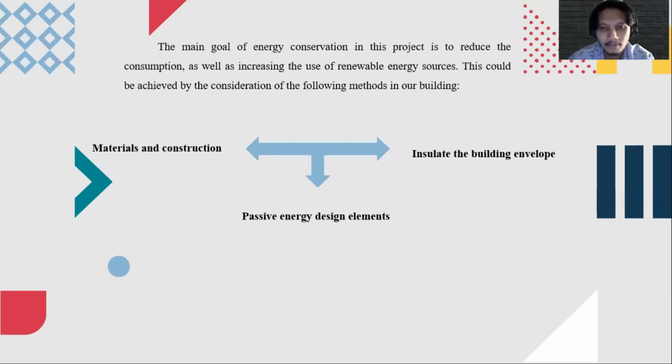Next is the use of passive energy design, such as natural ventilation, landscape with vegetation, and the use of water bodies for evaporation and cooling. These can help to achieve thermal and visual comfort inside the building, resulting in a significant reduction in energy consumption by conventional air conditioning and artificial lighting. Next, the most important energy conservation is to insulate the building envelope.